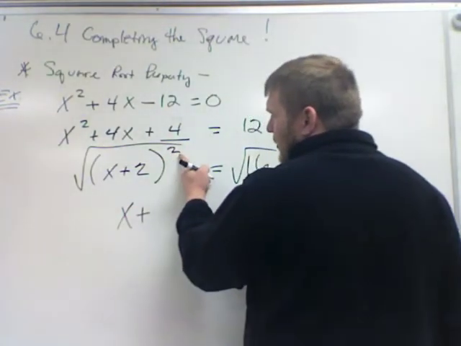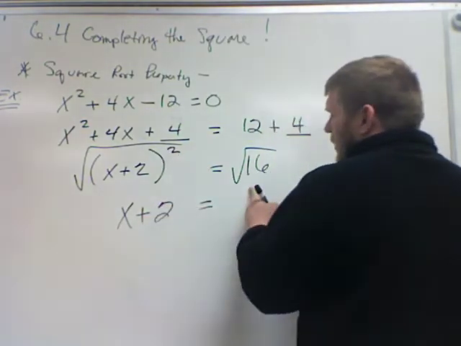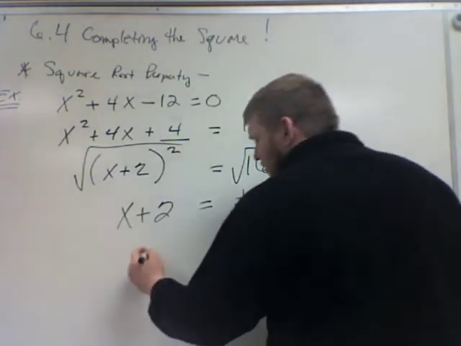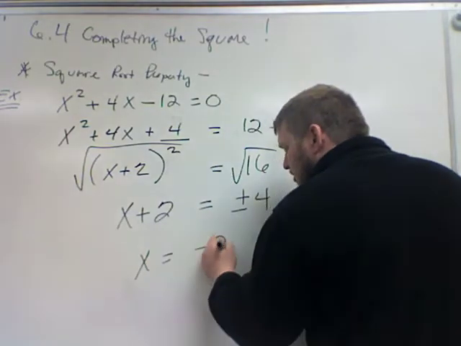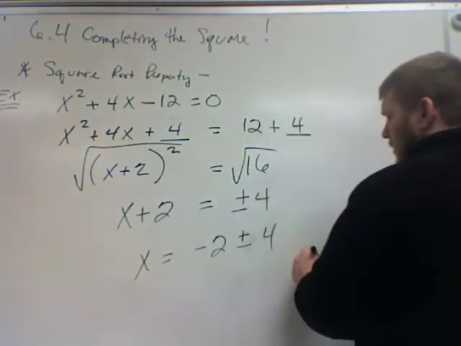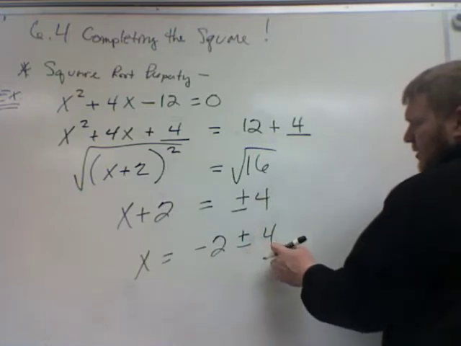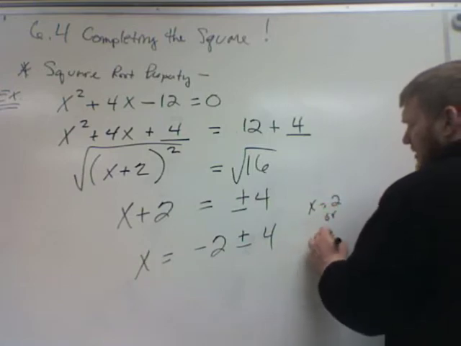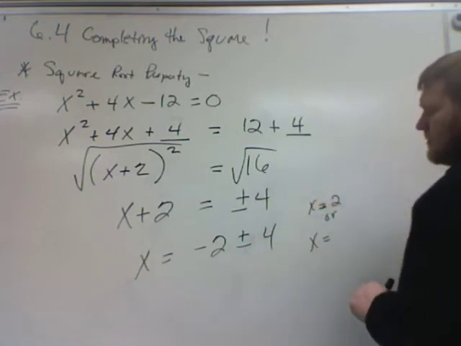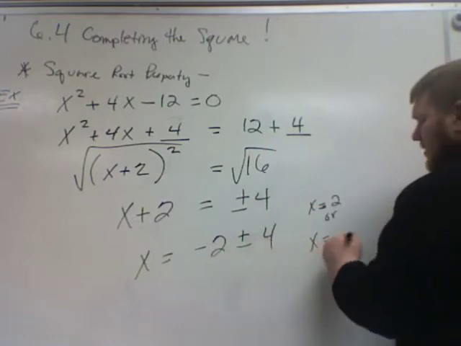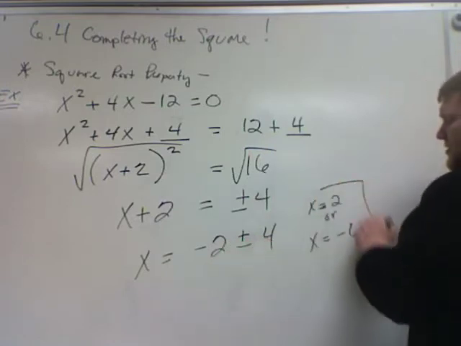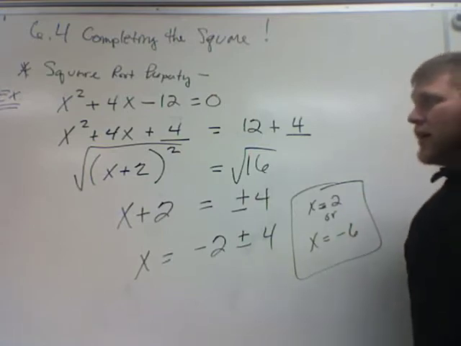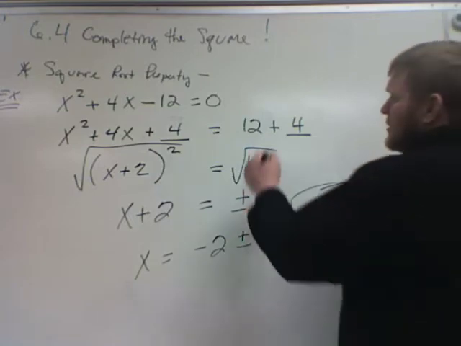The square root undoes the square, so that's easy. I get plus or minus 4 here. And then subtracting 2 from both sides, I have x equals negative 2 plus or minus 4. Or you could say negative 2 plus 4 is 2, so x equals 2, or x equals negative 2 minus 4, which is negative 6. So there are your solutions. There's completing the square.